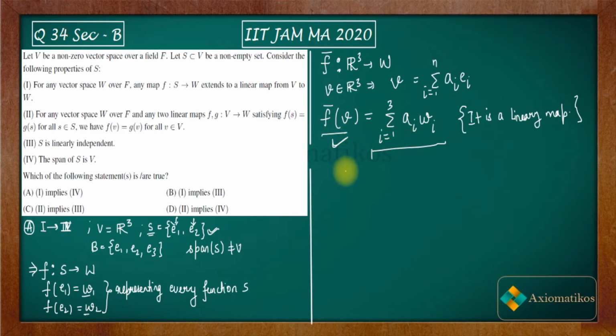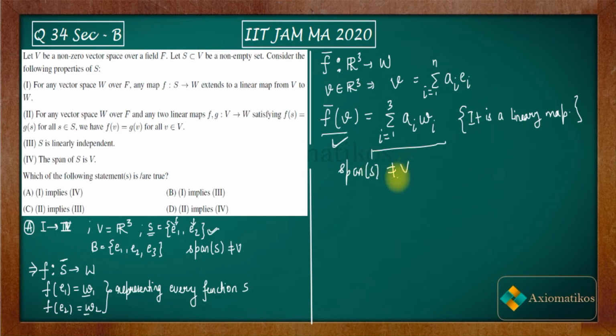Extension actually means that on this set S, this function f bar will act the same as f. This is the meaning of extension. So we got a linear map. So what we have proved up till now is that every map that I choose on S can be extended linearly to R cube. But what you see here is that span of S is not equal to V.